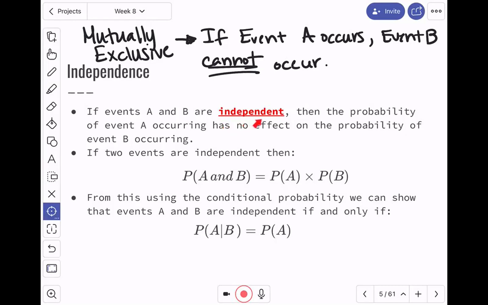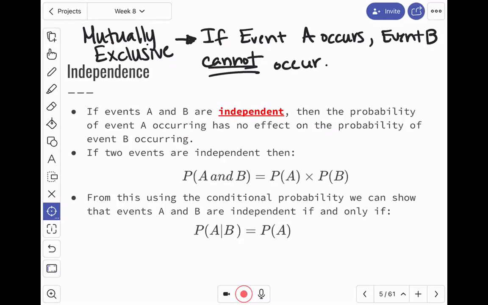Mutually exclusive says if event A occurs, event B cannot occur. Is that the same thing as independence? Two independent events: event A occurring has no effect on the probability of event B occurring. So are those the same concepts, yes or no? No. Think about this. The first one says that if event A occurs, event B cannot occur.